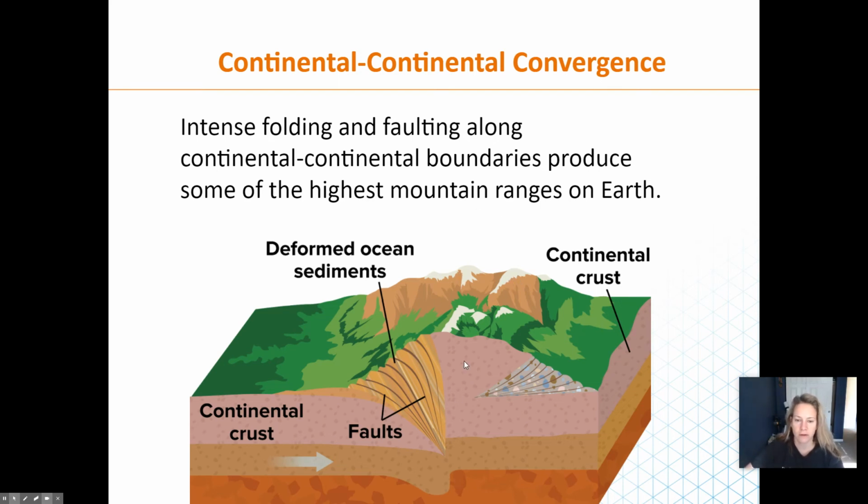And so Mount Everest is part of something like this. And we've got the Indian plate here, we've got the Eurasian plate here, and then together they're pushing up and forming those really tall mountains.